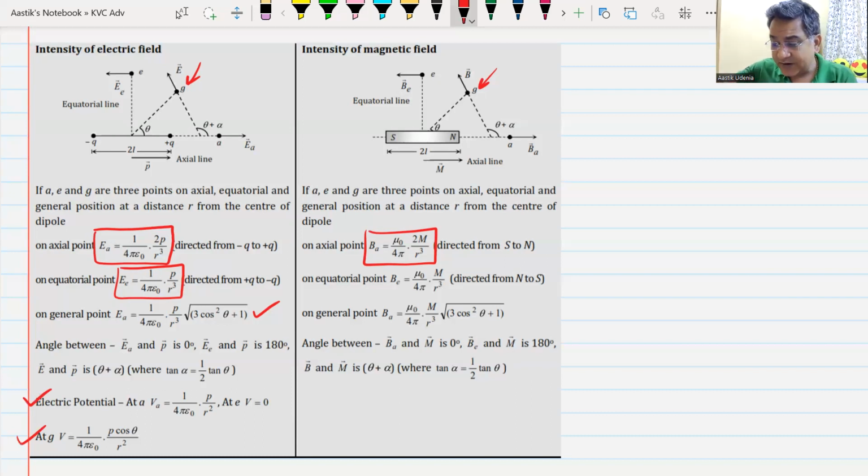On the right hand side, you have magnetic field. On the left hand side, you have electric field. If you don't want to write them side by side, you can just write down the formula for electric field at general points and other points. Do you understand what I'm saying? I'll give you 2 minutes. Do it fast.